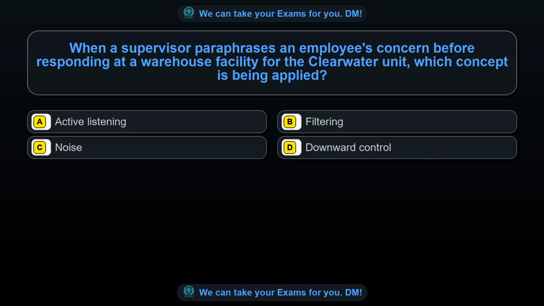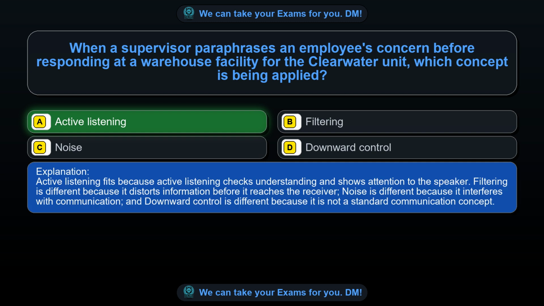Question 28. When a supervisor paraphrases an employee's concern before responding at a warehouse facility for the Clearwater unit, which concept is being applied? Option A, active listening. Option B, filtering. Option C, noise. Option D, downward control. The correct answer is option A, active listening.